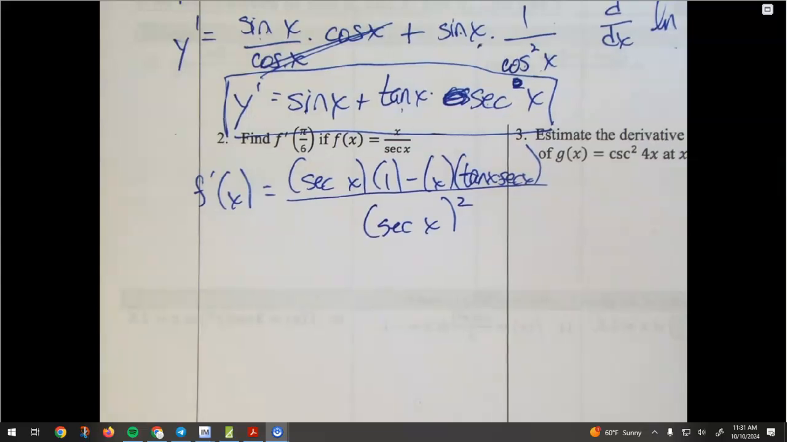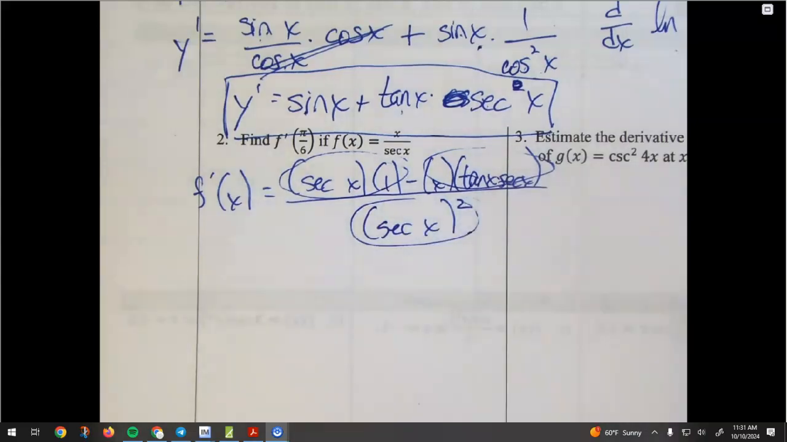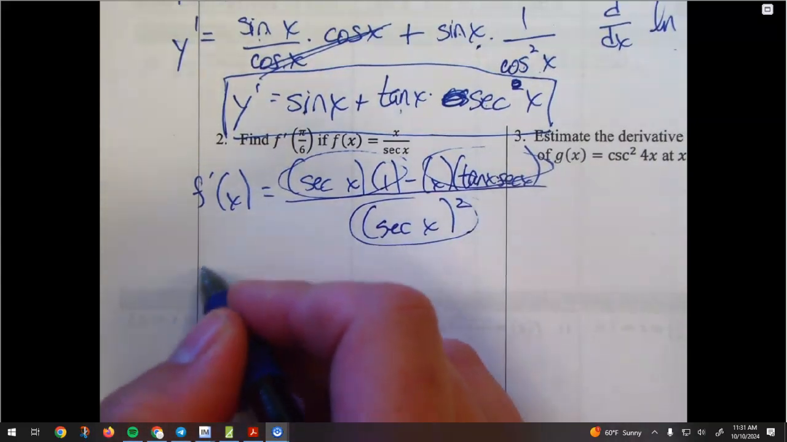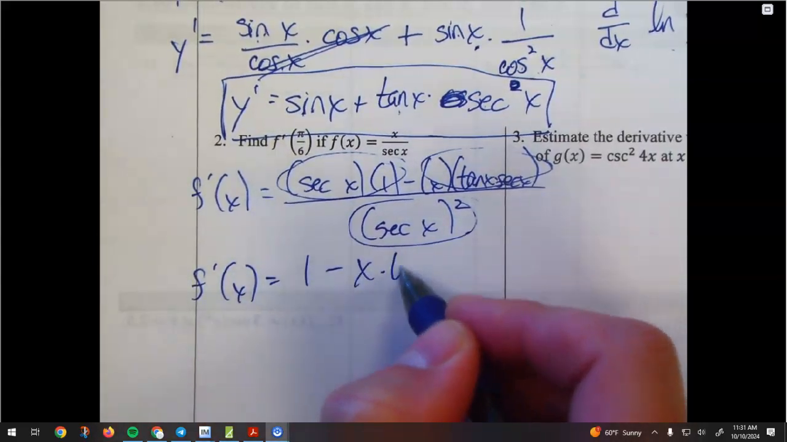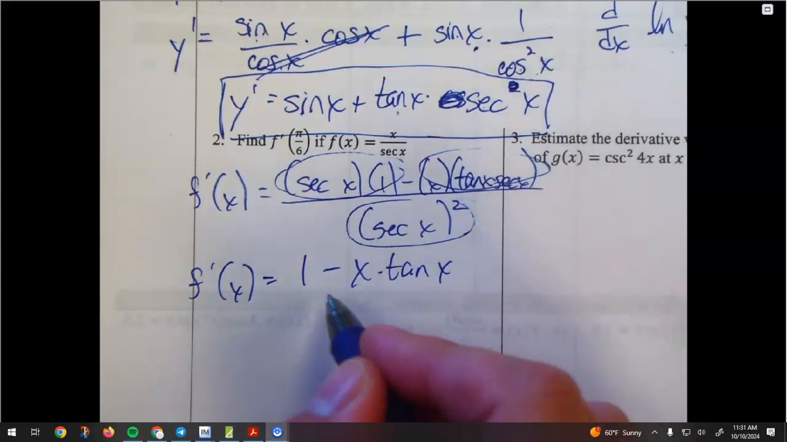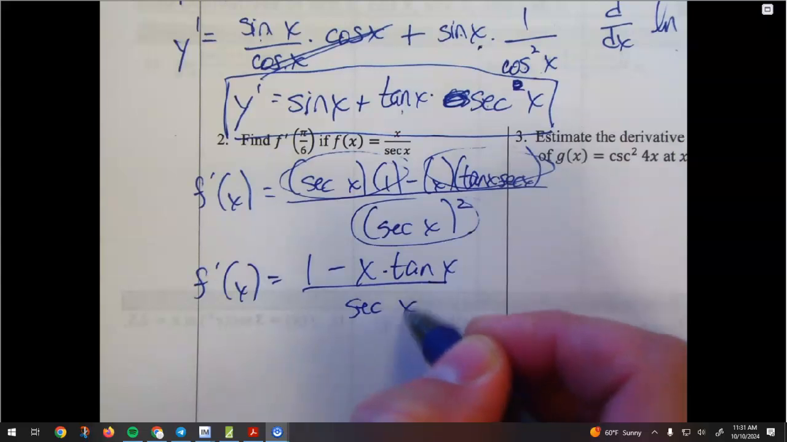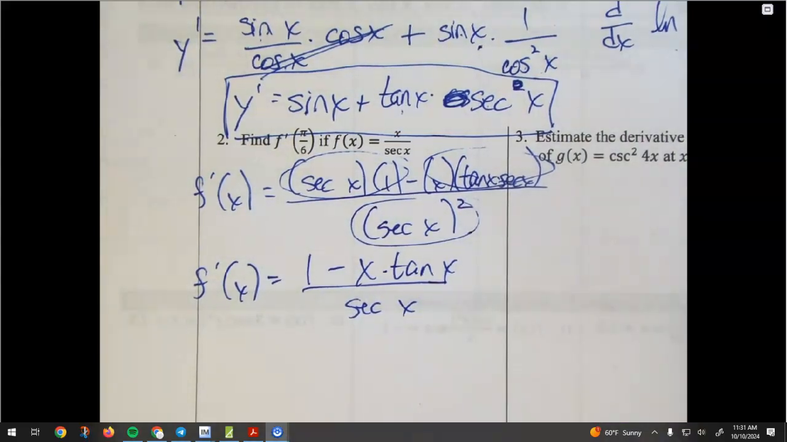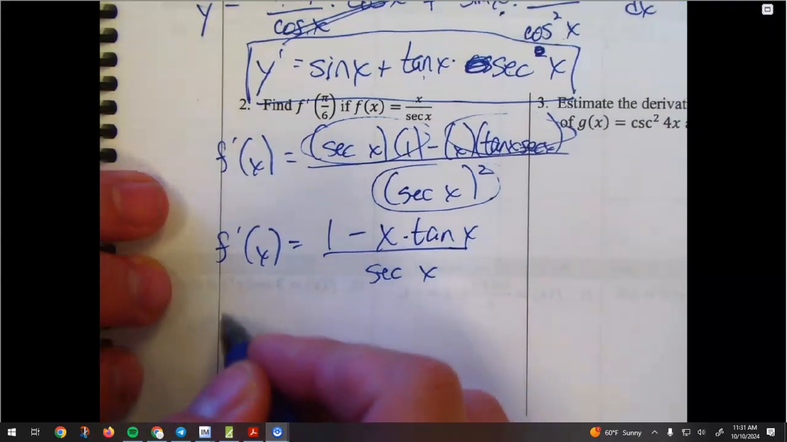We have 3 terms, right? That's a term, that's a term, and that's a term. Is there anything you can cancel out of all 3? Cancel out a secant. Make my job easier. So now it's just 1 minus x times tan of x over sec of x. And then our job is to plug in pi over 6.